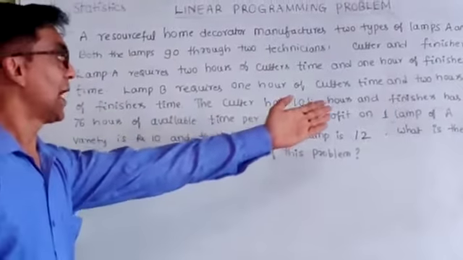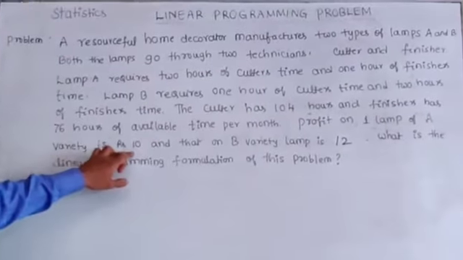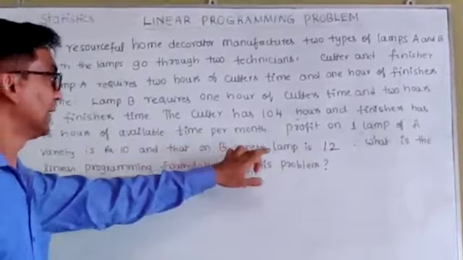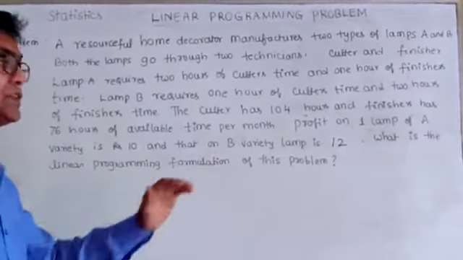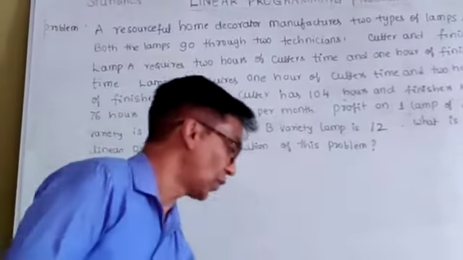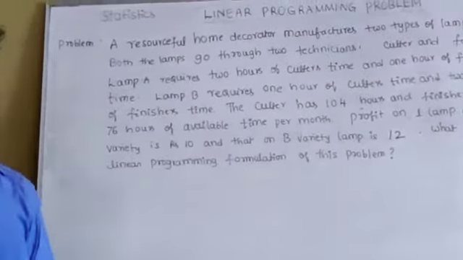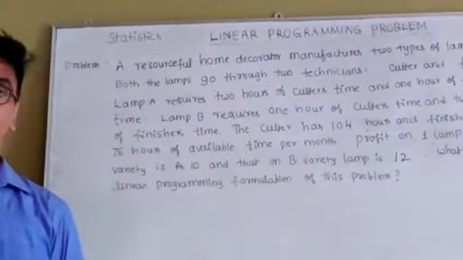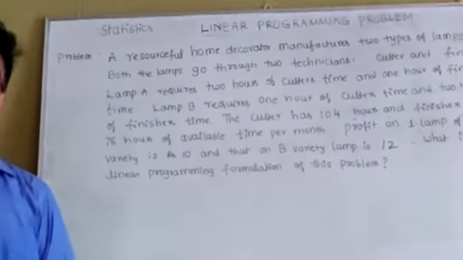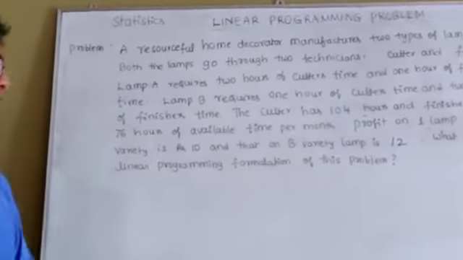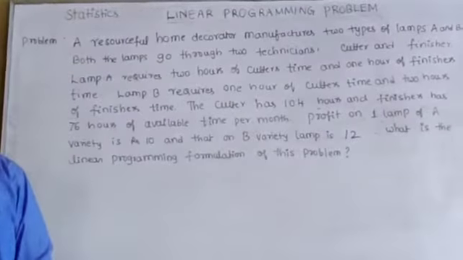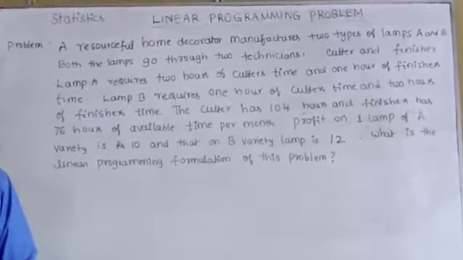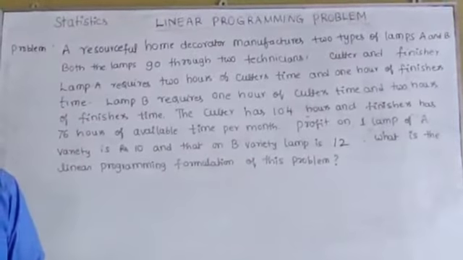Profit on one lamp of A variety is ₹10 and that on B variety lamp is ₹12. What is the linear programming formulation of this problem? See, first of all, you need to identify the decision variables, or else you need to identify the objective function. In this, profit has been given. So when profit has been given, the objective function is a maximization problem.